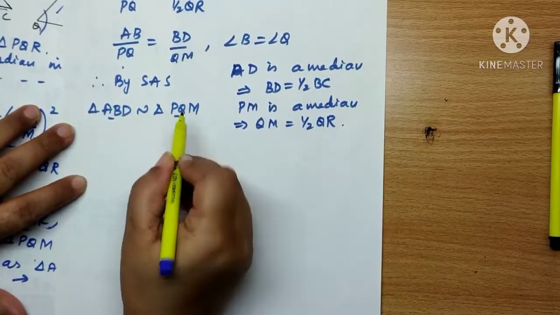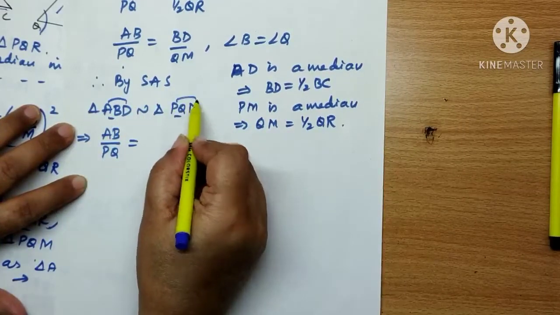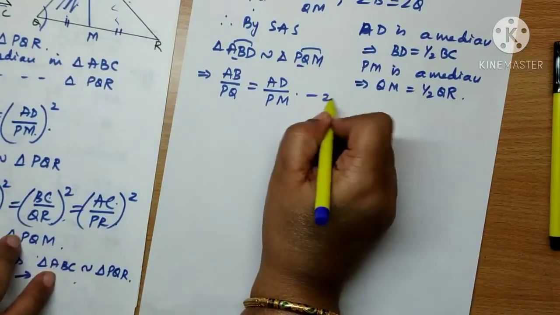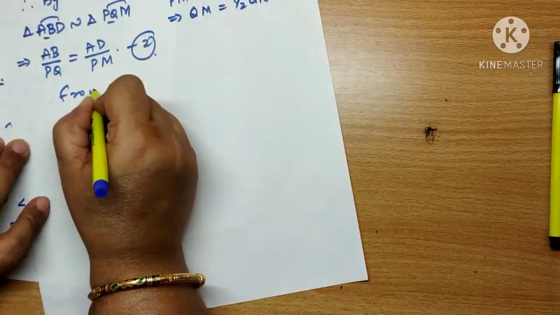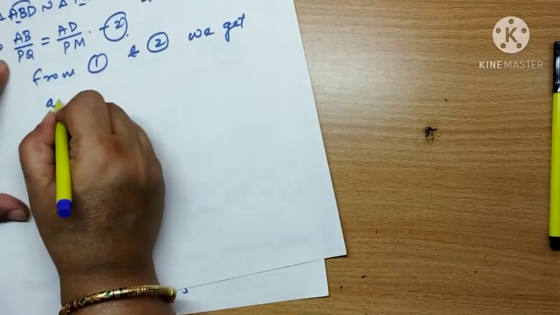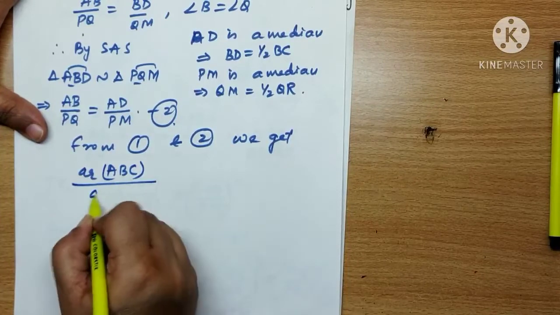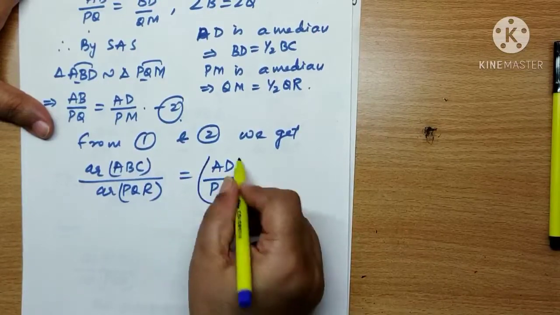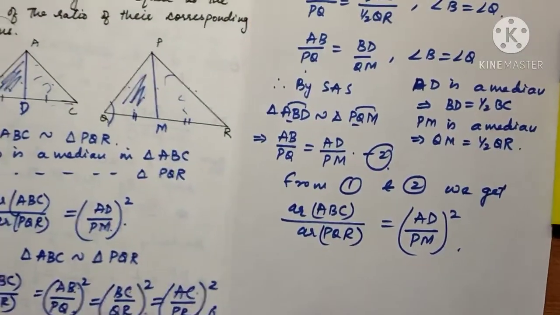So what does this give me? Triangle similarity gives me the proportionality of the sides. These are the sides we are looking for, so let us directly write the sides. Now this is 2 and this is our 1. So from 1 and 2 we get area of ABC by area of PQR is equal to AD by PM whole square. This is an important result.